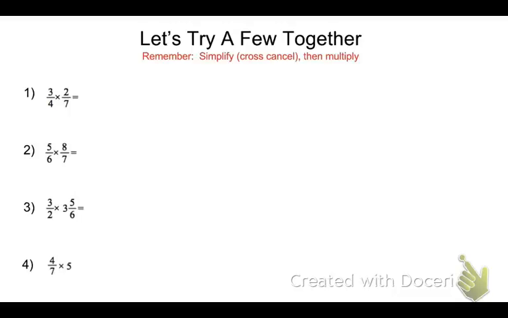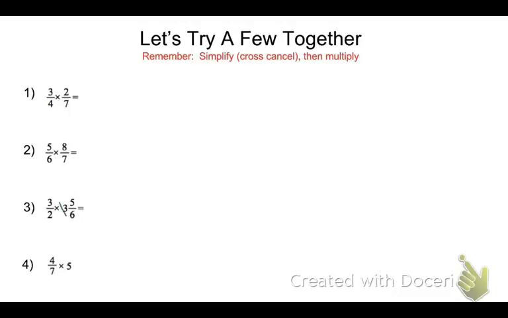Let's look at example number 3. Make sure you're writing this in your notes packet. 3 over 2 times 3 and 5/6. If you notice, this example has a mixed number in it. When you multiply and divide fractions, we will never work with mixed numbers. We will always turn them into improper fractions. You learned how to do this in a previous video.